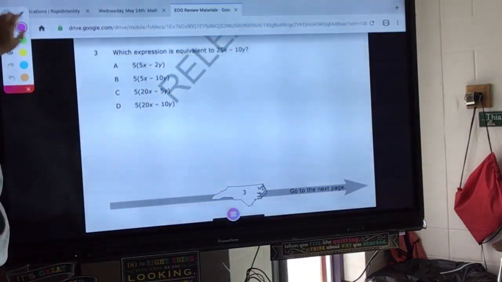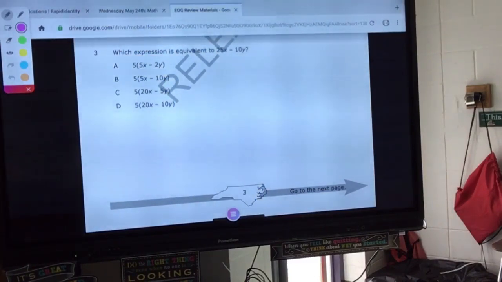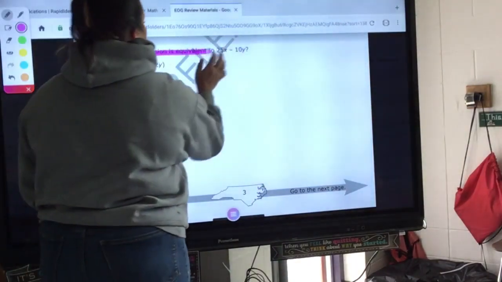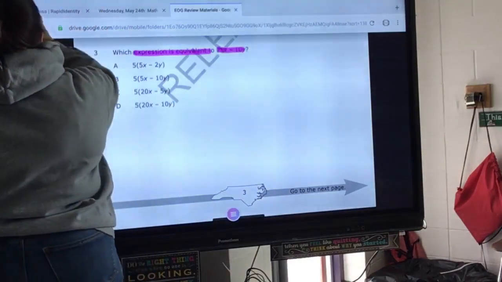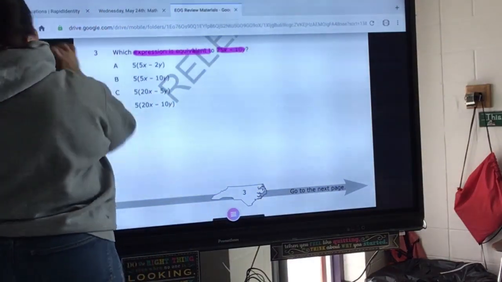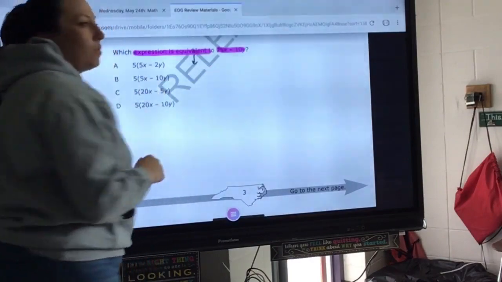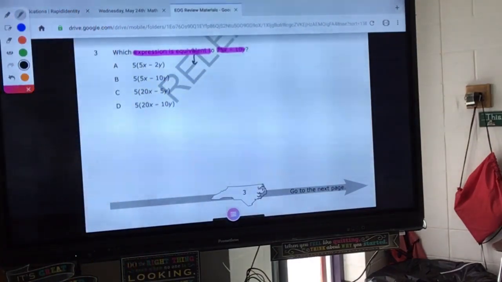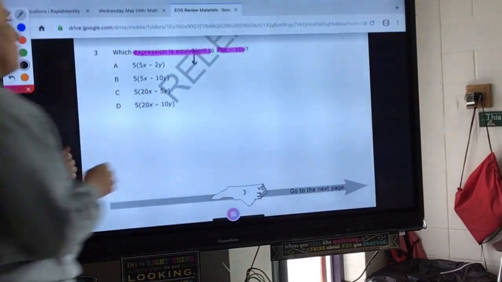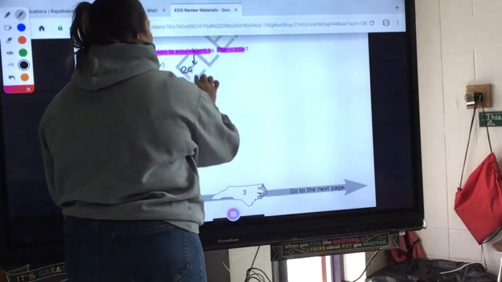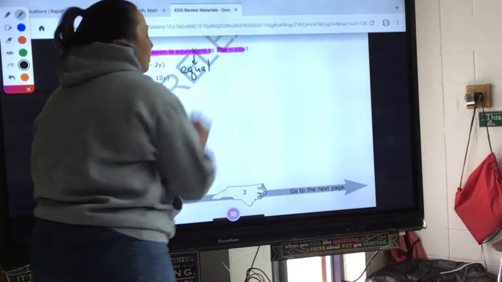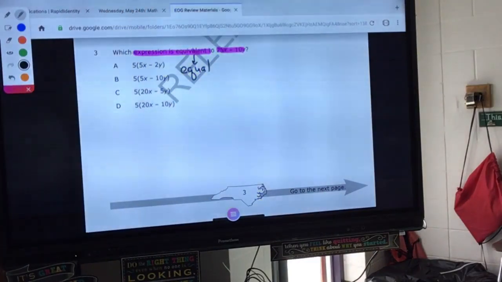Okay, so number 3 is talking about finding an equivalent expression to 25x minus 10y. Alright, so we're finding an expression that is equivalent to 25x minus 10y. What does the word equivalent mean? Kaya? Equal. So we're looking for one that is equal. Now, what do you notice about all of your answer choices? Troy?